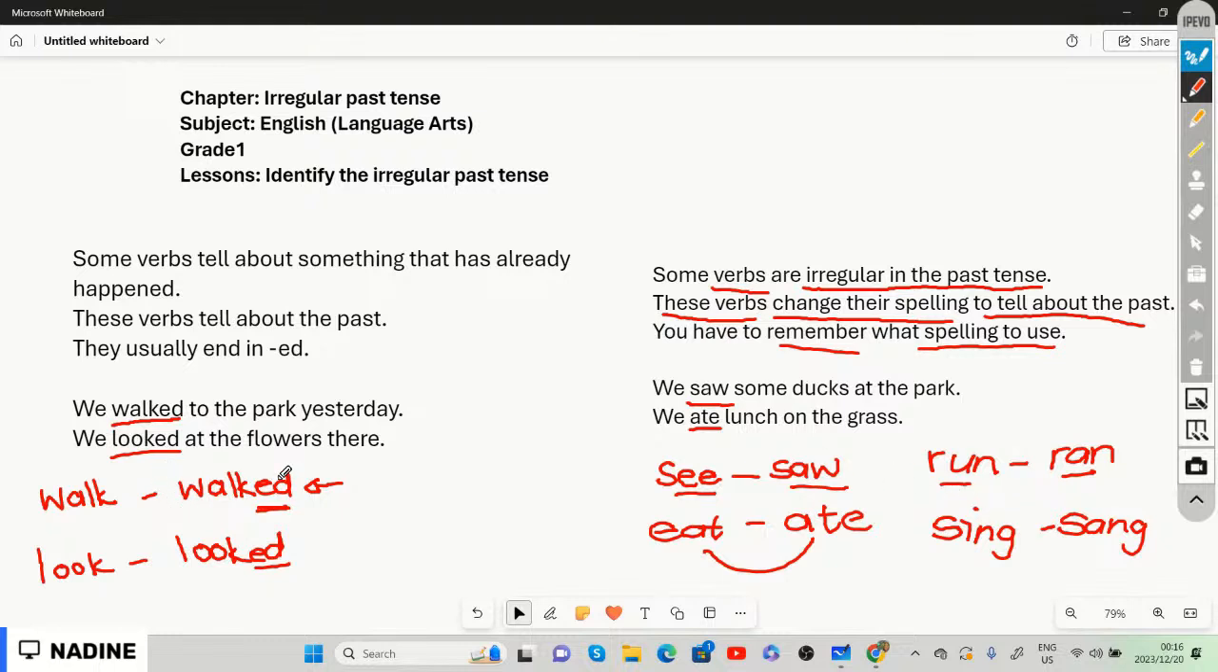We don't just add an ed. So with regular past tense, we just add ed. It's like a rule that we follow. But with irregular past tense, right, there's no rule that you need to follow. You're just going to have to remember the spelling to use, because the verb changes its spelling to tell about the past.